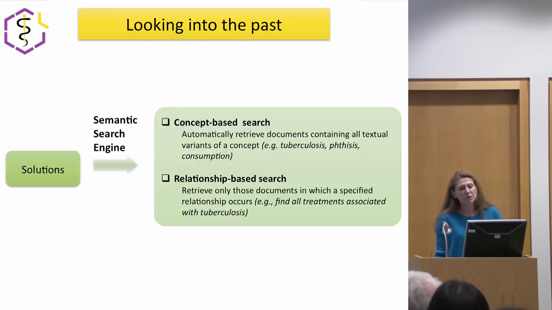And one of the aspects you have to do is to look at the diachronic part of this project. So the solution for semantic search is to do a concept-based search, so automatically retrieve documents which contain a concept like tuberculosis, but also diachronically all the variants of this concept, and at the same time doing search based on relationships or events. For instance, find all treatments which are associated with tuberculosis.